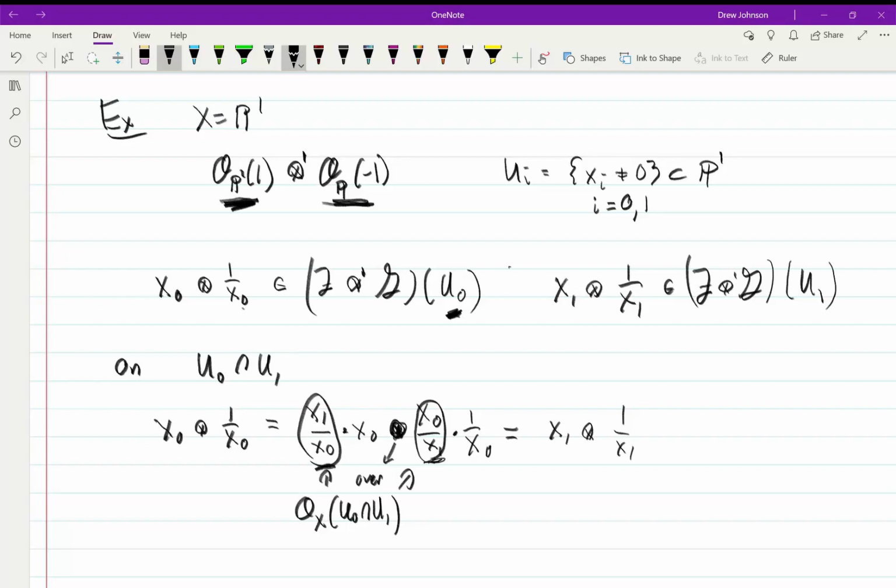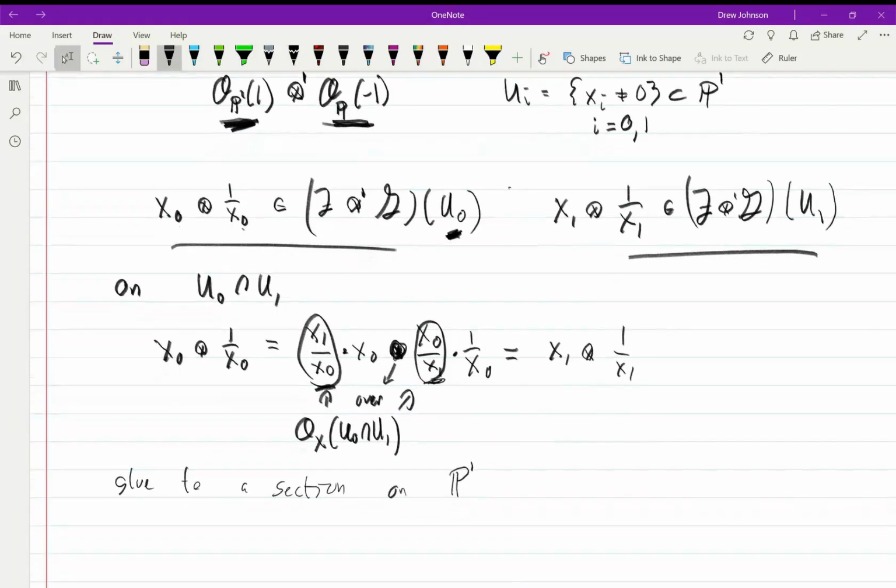All right. So the point is these two things that we defined here are glued to a section on P1, or rather, I should say they would glue to a section if it were a sheaf.